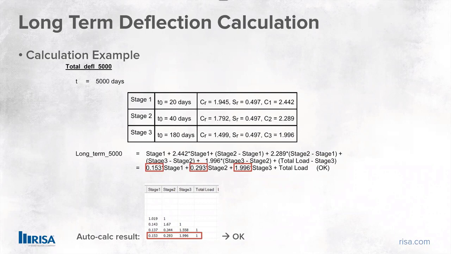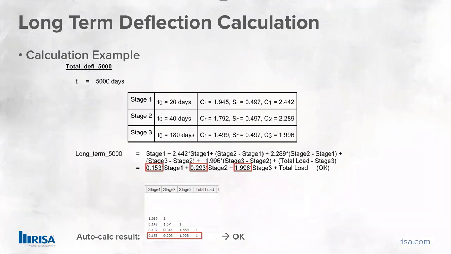As you notice, at the final stage, which is the total load stage, we don't have that C factor being applied. That's because at the total load stage, we don't actually have any additional sustained load being applied. All the sustained load has already been applied in total at stage 3, which is equal to 180 days. So if we combine all those factors for stage 1, stage 2, we can have a final equation, which is equal to 0.153 times stage 1 plus 0.293 times stage 2 and so forth.